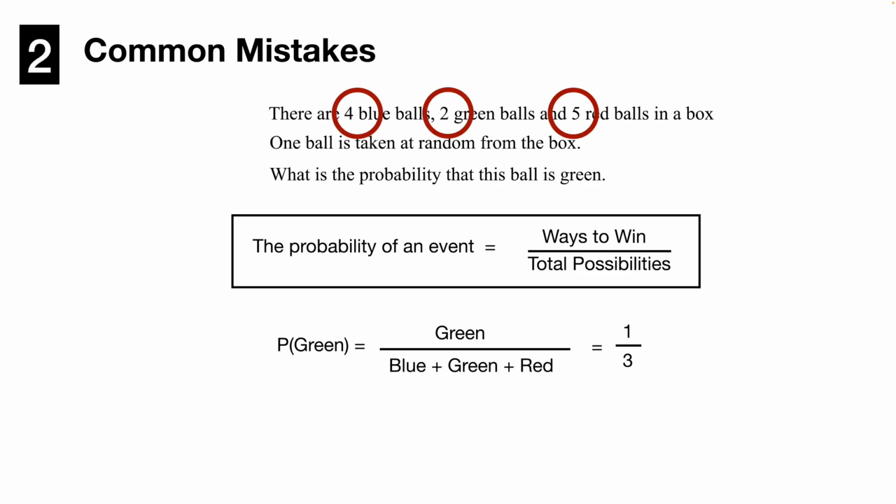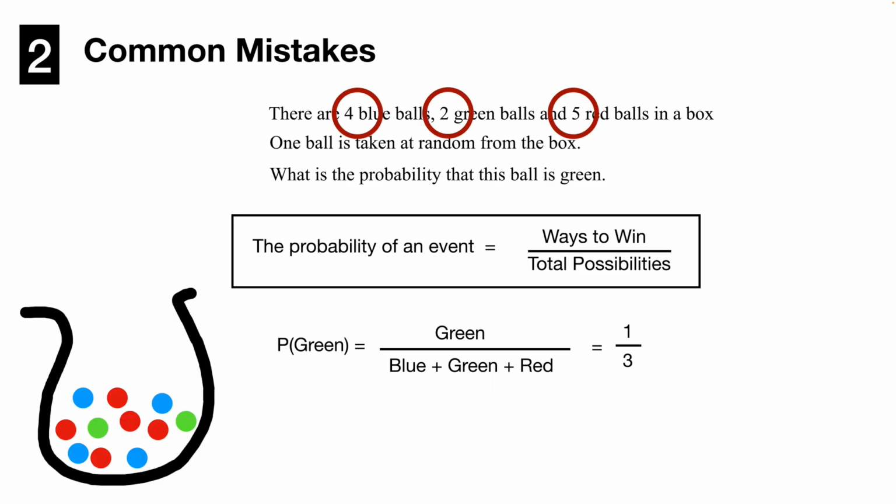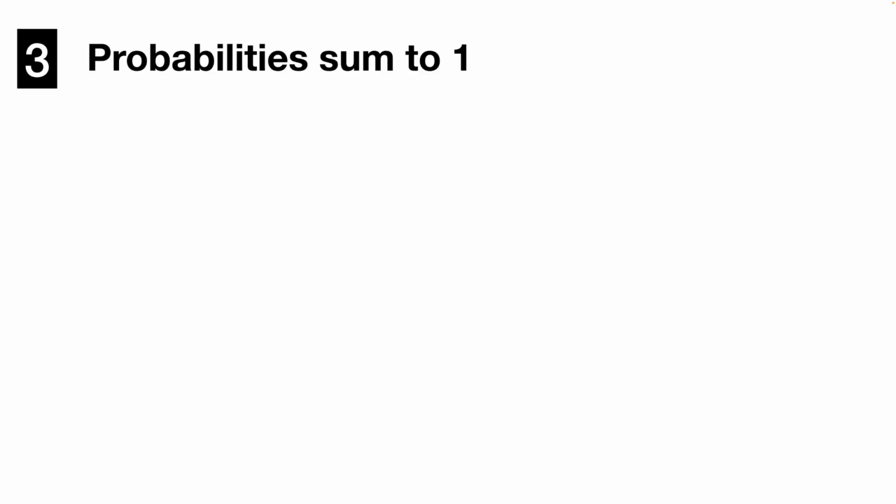And it ignores this information. If we look at the bag of balls, we've got 2 green, 4 blue, 5 red. So there are 2 plus 4 plus 5, 11 different possibilities. So the probability of a green is 2 of those balls divided by the total number of balls, 11. There's 11 possible outcomes. 2 of those are ways to win. So it's a subtle but extremely important difference.